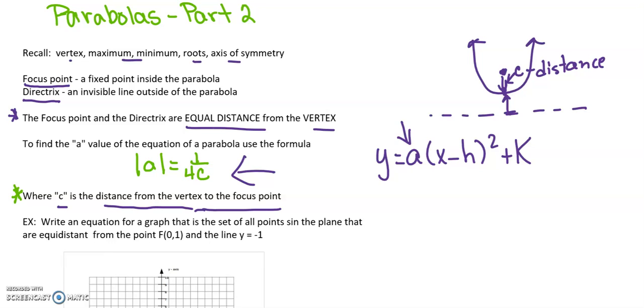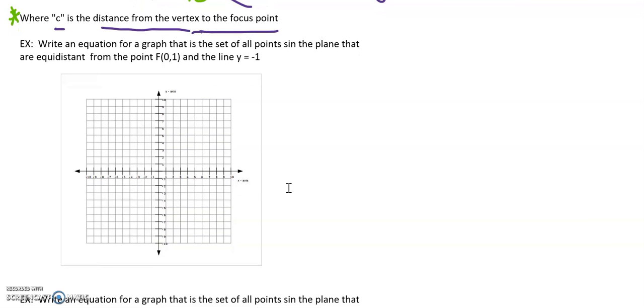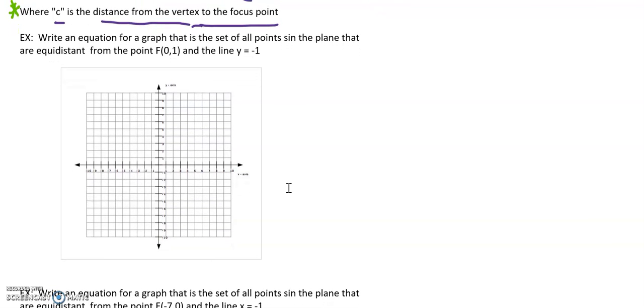So we're going to graph some parabolas based on information that is given to us, okay? I've got several different scenarios here that I want us to look at. The first one says, write an equation for a graph that is the set of all points in the plane that are equal distance from the point F, F meaning focus point, which is (0, 1), so I'm going to put a dot here, and the line y equals negative 1.